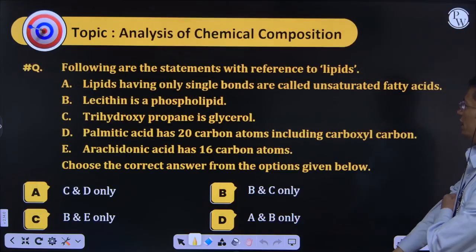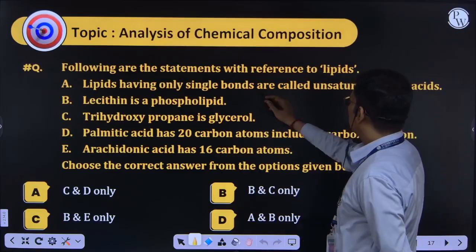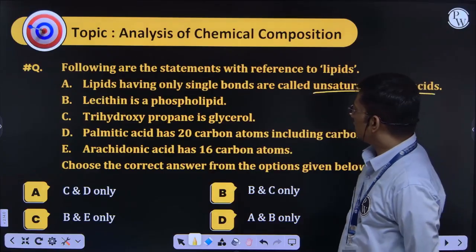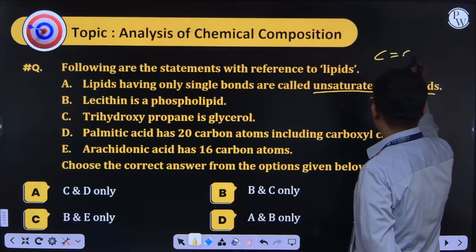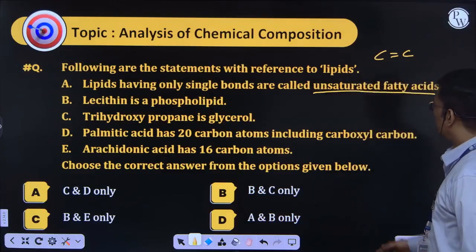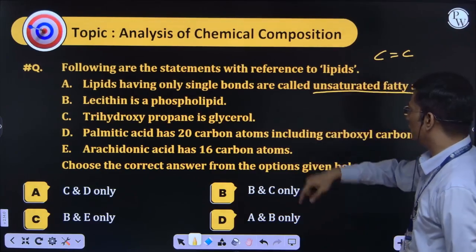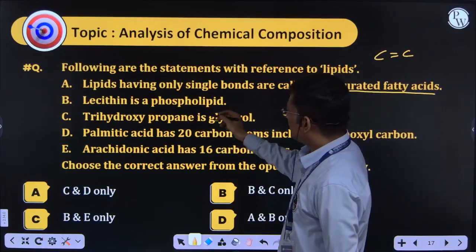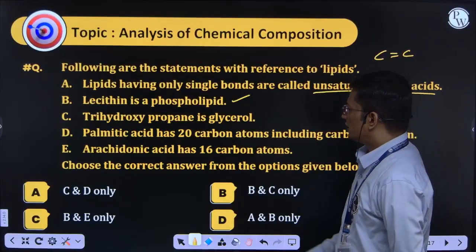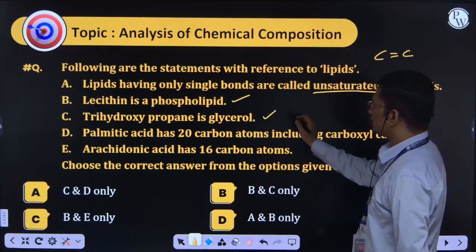Now the chemical analysis, biomolecules. Lipids having only single bonds are known as saturated fatty acids. In unsaturated fatty acids, there will be a double bond between the carbon atoms. So lipids containing unsaturated fatty acid, these are the unsaturated ones. Here a single bond is present, so it is not correct. Lecithin is a phospholipid, lecithin or phosphatidylcholine. That is a phospholipid, correct. Glycerol is trihydroxypropane. That is also correct.